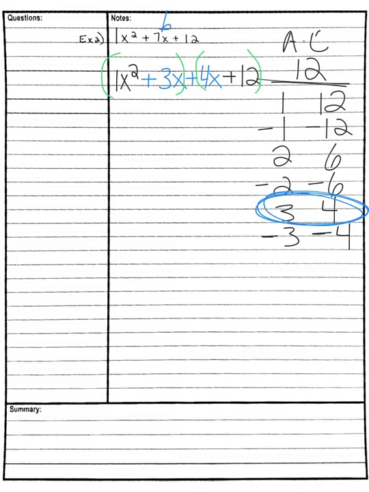What does the first term have in common? What can we divide out or factor out? An x. And what am I left with? X plus 3. Let's look at my second term here, or my second binomial. What can divide out of here? The number 4, so we'll put a plus 4. And we have x plus 3.